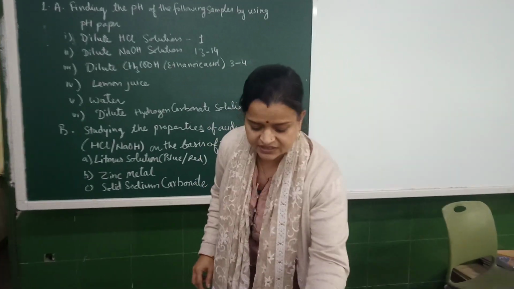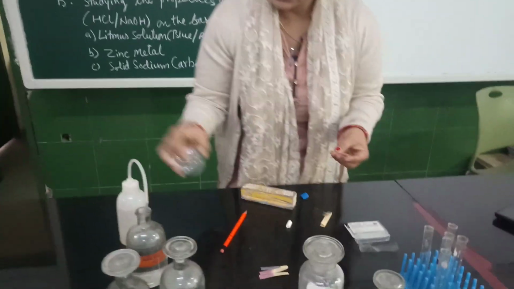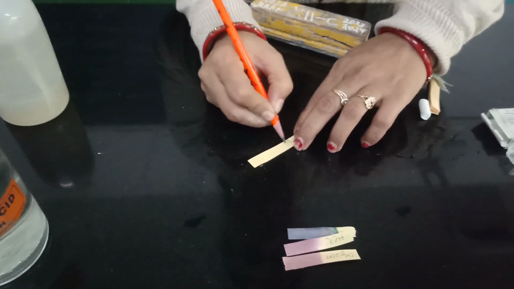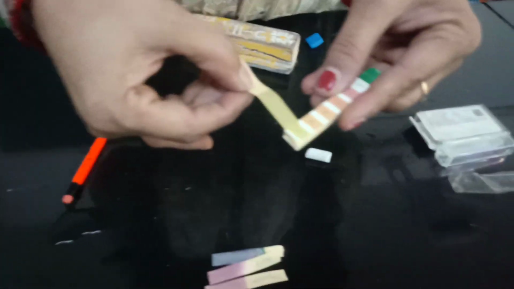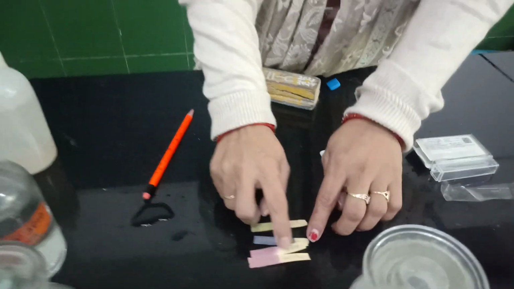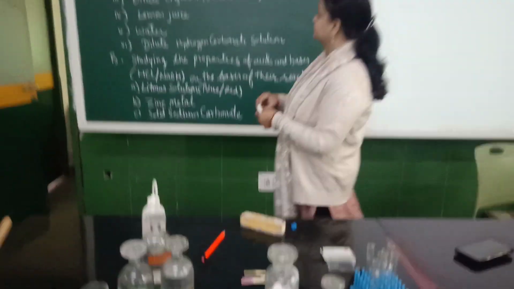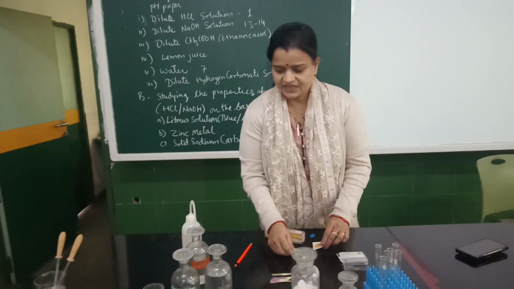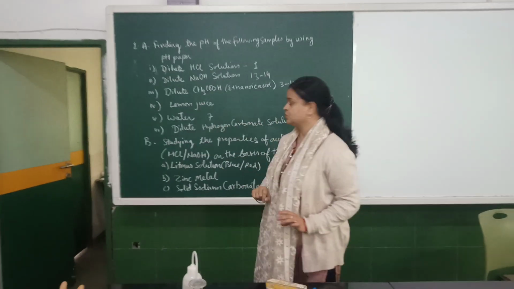Okay, let us check another sample, which is distilled water. Here is the sample of distilled water. I am writing here water. So you can see it is turning a light green in color, which is matching to 7. So what is the pH of water? That is 7. Let us write it. pH is 7.